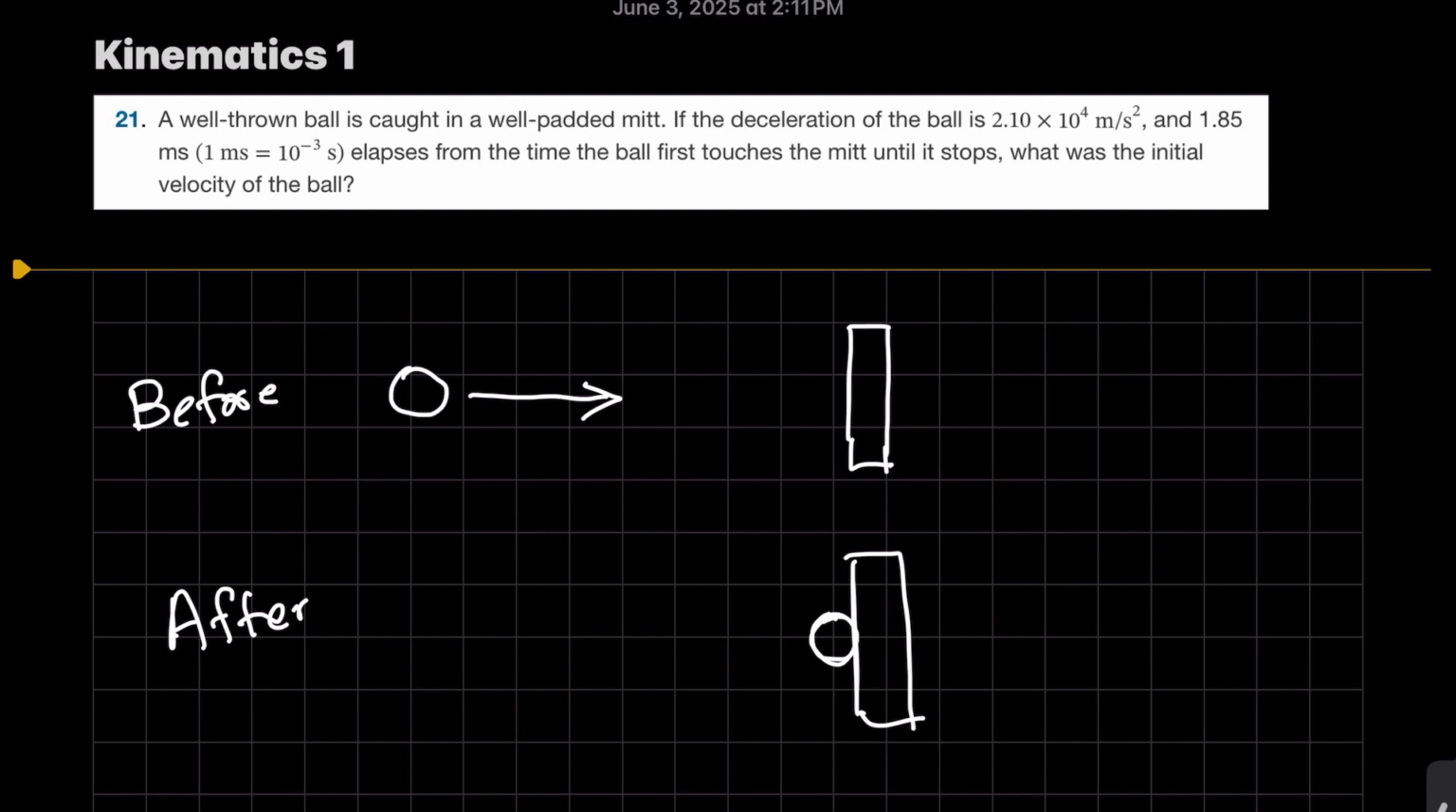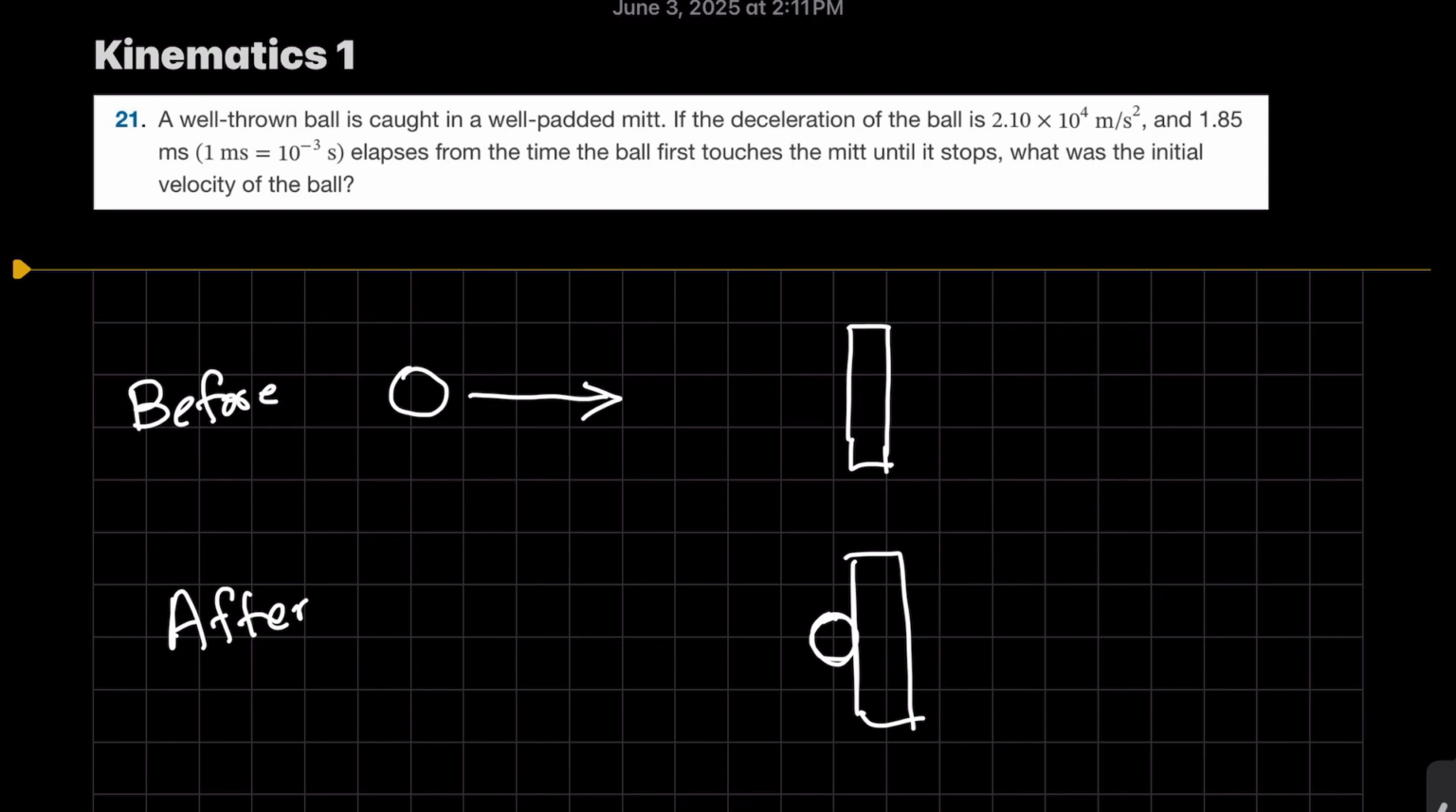So I kind of know now what's going on before I even look at an equation, before I even think about these numbers. I have a rough idea. I've sketched out what's going on. There's a ball, it's traveling towards the mitt, and after some time, the ball comes to a stop at the mitt. Okay, so let's think about the big ideas that you can apply here.